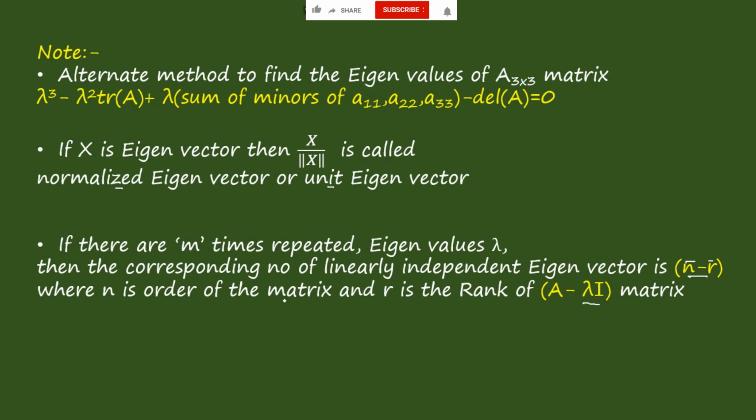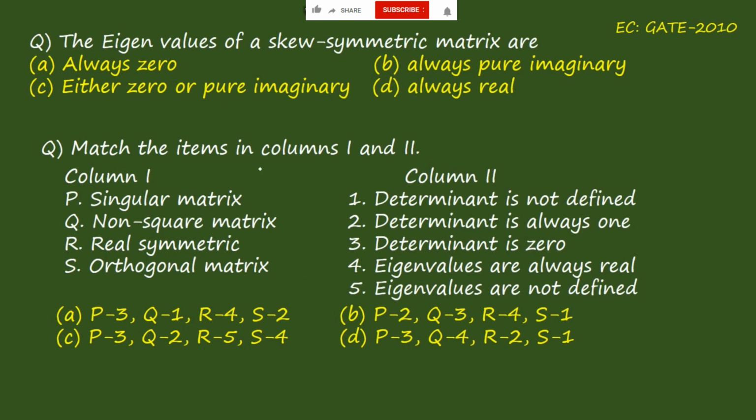We're solving a few problems on eigenvalues and eigenvectors, based on properties. The first one is the eigenvalues of a skew symmetric matrix. We know that they will be 0 or imaginary. So option C, either 0 or purely imaginary.